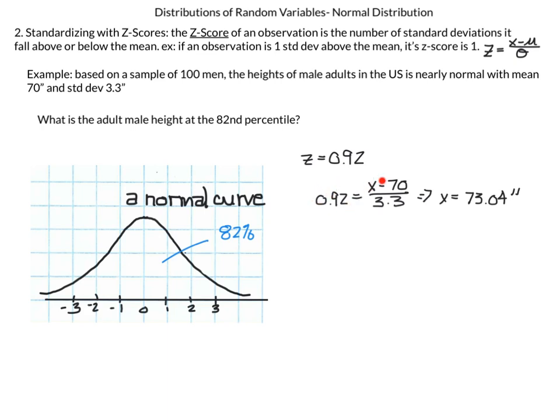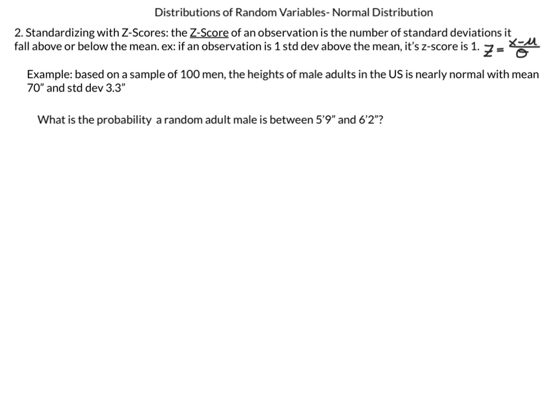The z-score is equal to x minus our mean divided by standard deviation, which means x must equal 73.5%. 0.04. This next problem kind of combines a couple of things.